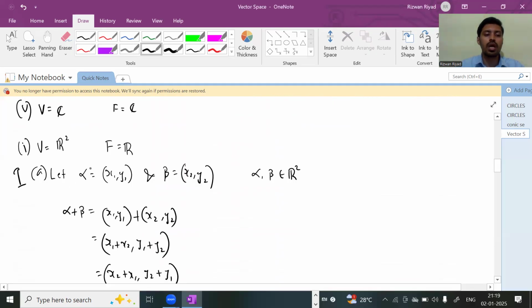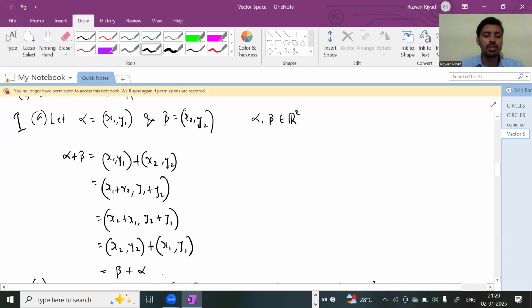Let alpha equal x1 comma y1. We know that it is coming from R square, R cross R, so all the elements here are in the form of ordered pairs. Suppose alpha is x1 comma y1 and beta is x2 comma y2, the ordered pair x2 y2. Alpha and beta belong to R square; these are two arbitrary elements from R square. Now see what is alpha plus beta. That is nothing but x1 y1 plus x2 y2. You can add the ordered pairs: first x1 plus x2, comma, then y1 plus y2.